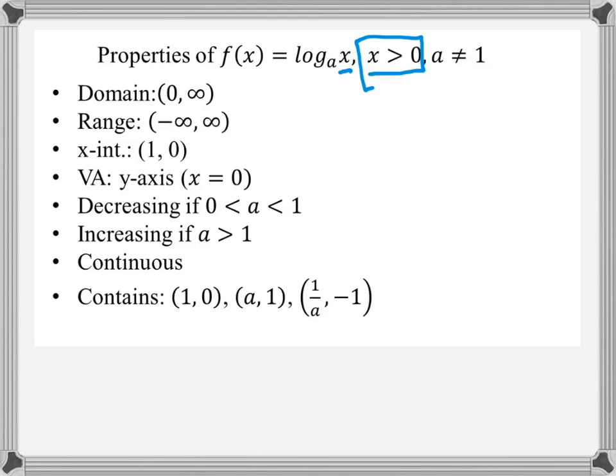Go back for a minute. We have our range, all real numbers. We have an x-intercept, 1, 0. This is for the parent function. We will have a vertical asymptote at the y-axis, so x equals 0. This function will be decreasing if a is between 0 and 1. It will be increasing if a is greater than 1. It's continuous, and it will always contain the 3 points (1, 0), (a, 1), and (1 over a, negative 1).